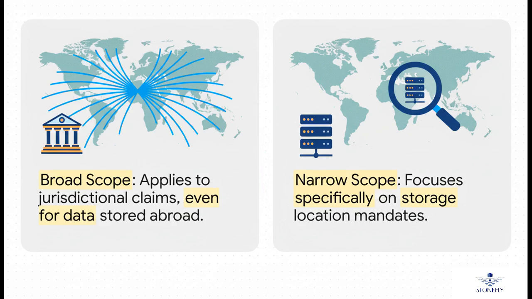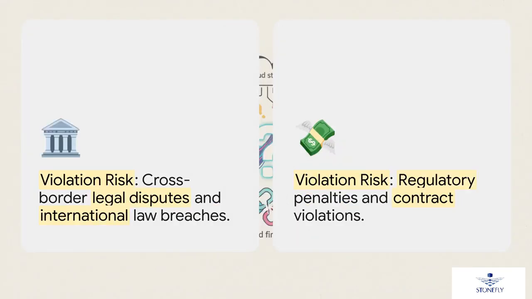It's incredibly far-reaching. So what happens if you get this wrong? Well, if you violate a residency rule, you're probably looking at some hefty fines or maybe a breach of contract. That's bad for sure. But a sovereignty violation? Whoa. Now you are in a whole different league of trouble. We're talking about massive international legal battles with governments fighting over who gets access to your data. The stakes are just so much higher.